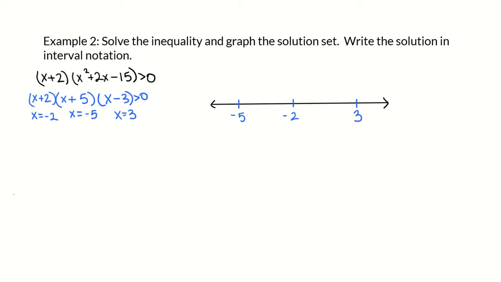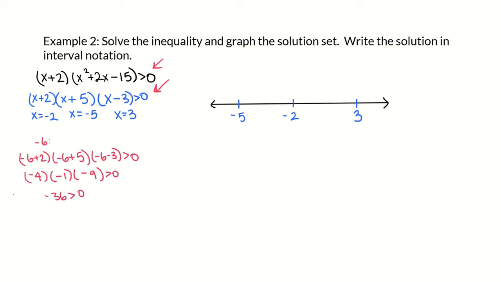Now we want to choose a test point in each interval, so something starting to the left of negative 5, let's choose negative 6. And we could use either this form or this form to test the points, but let's use the factored form. That would be negative 6 plus 2 times negative 6 plus 5 times negative 6 minus 3. We want to know if that's greater than 0. This is negative 4 times negative 1 times negative 9, which is negative 36, which is not greater than 0. So this is not a solution area.